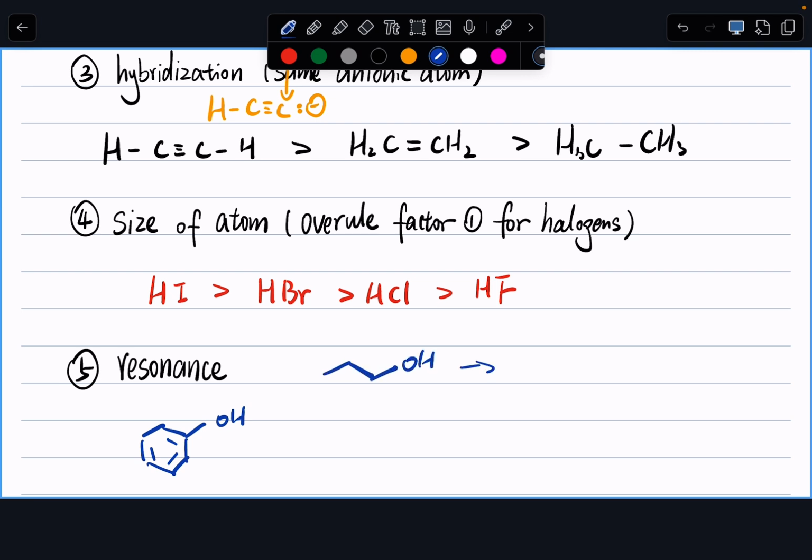So this one, upon deprotonation, so we're losing a proton, we're forming an oxygen minus without any resonance, and deprotonation of phenol will end up with a negative charge on the oxygen that can be stabilized or delocalized throughout the ring. Let's see how to do it.